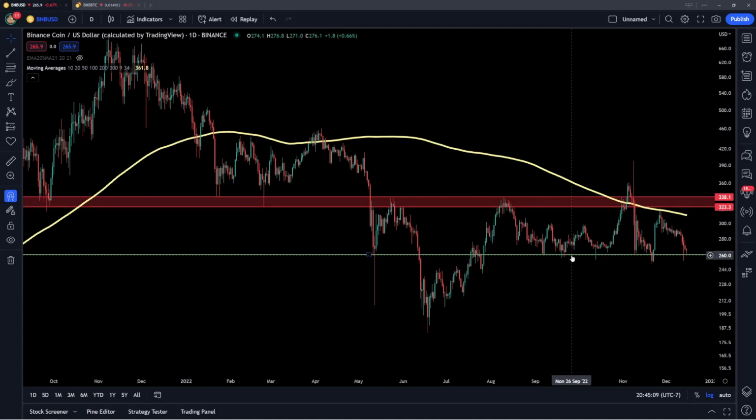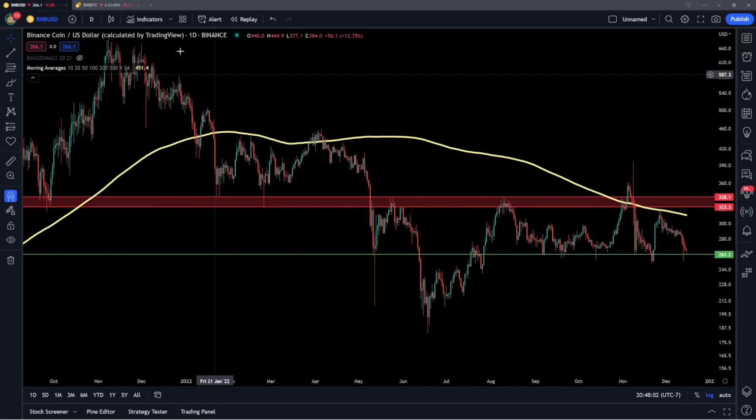Now, over the last few days, we have seen a lot of fear and general sentiment towards Binance Coin surrounding rumors about Binance Exchange and perhaps maybe some things going on over there. I'm really not here to argue the validity of those claims. I really just want to focus on the technical analysis side of things.